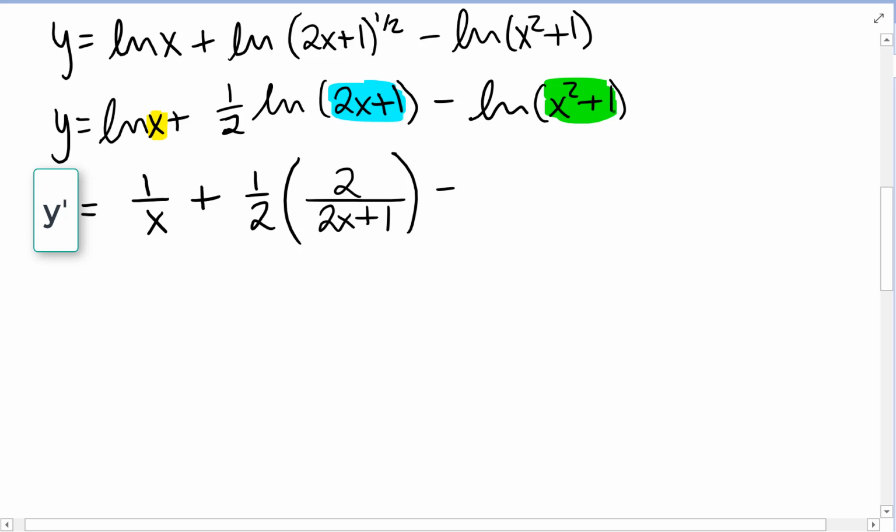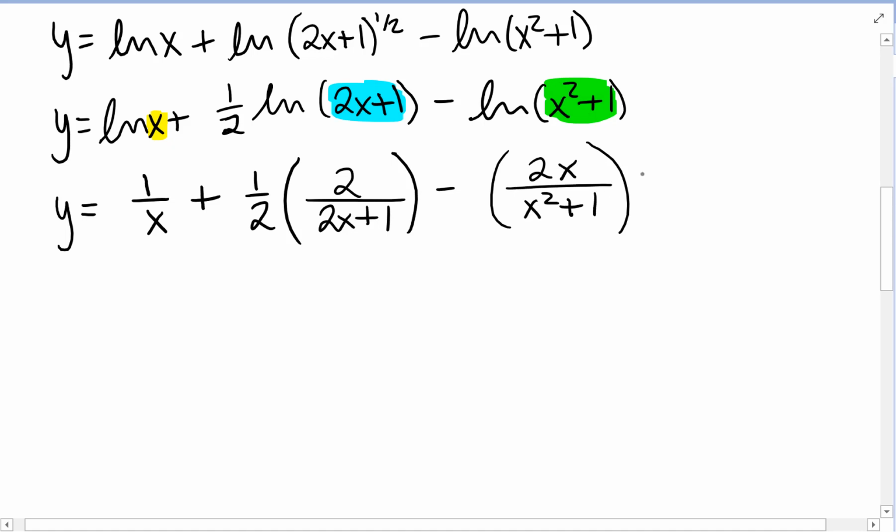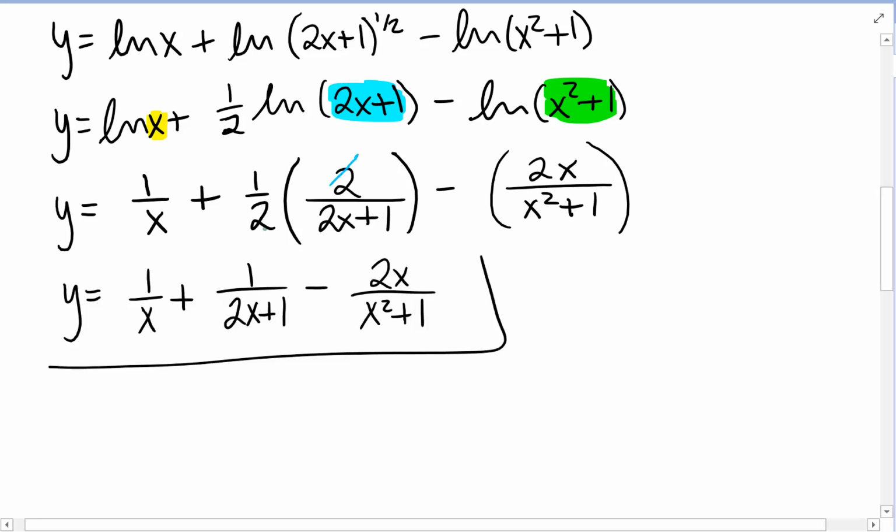This one, the derivative of natural log of this argument, again, will be u prime over u, u being the quantity inside, x squared plus 1. So u prime would be 2x over the argument itself. And after reducing these 2's, you should get your final answer.